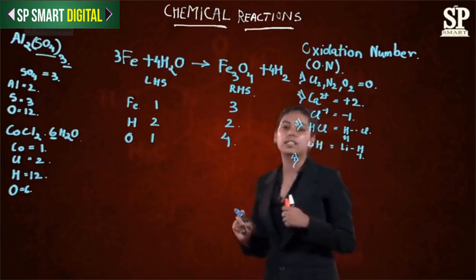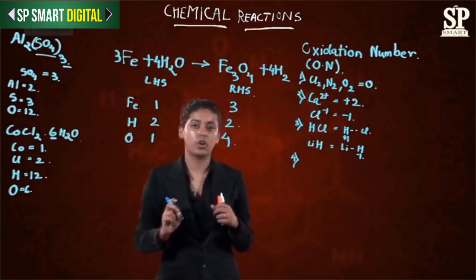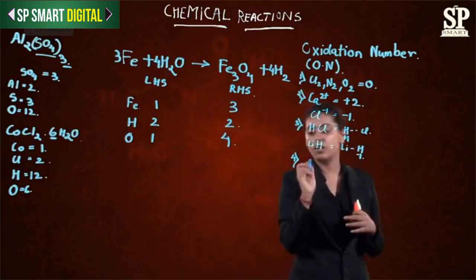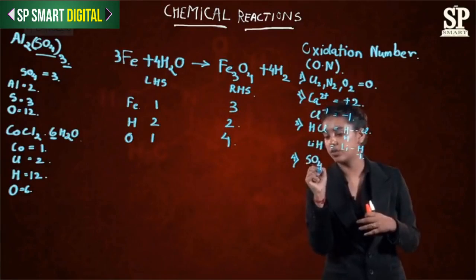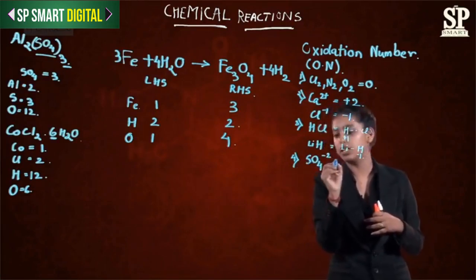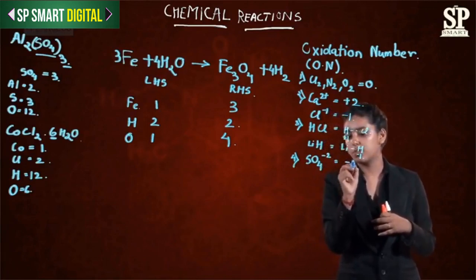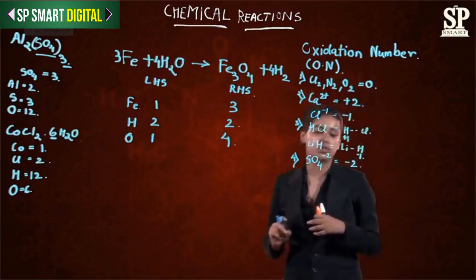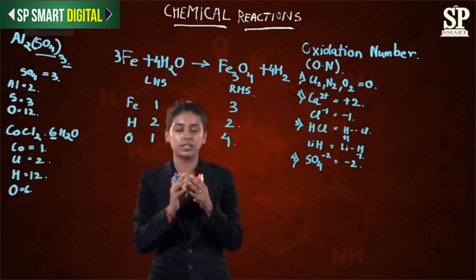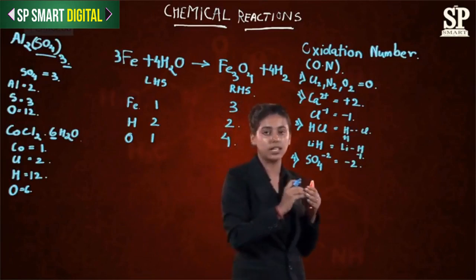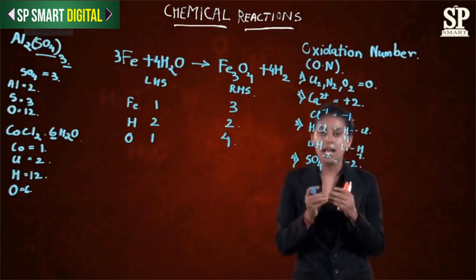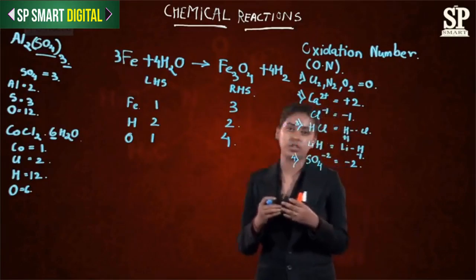Next one being, in case of polyatomic compounds, the oxidation number is equal to the charge which is present on the ion. For example, in SO4, the summation of the oxidation number of each atom is equal to the charge which is present on the ion, which is -2. Now next is when a compound is made up of 2 metals. In that case, the metal which is highly electronegative will have a negative oxidation number and the other metal will have a positive oxidation number.